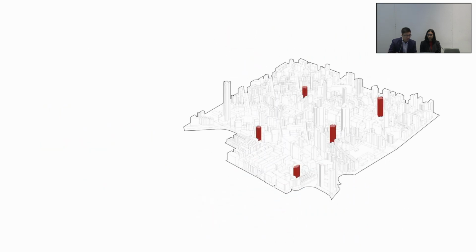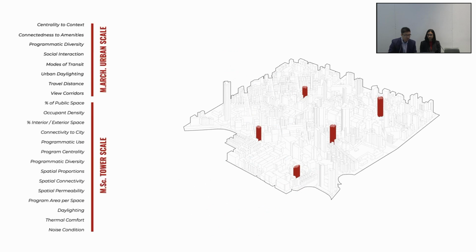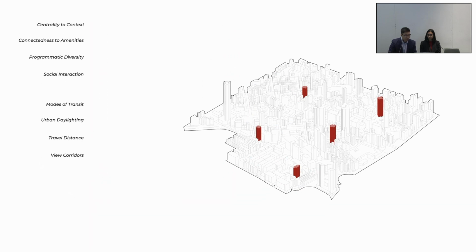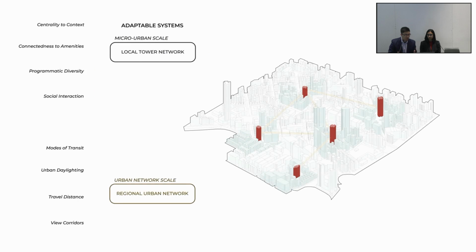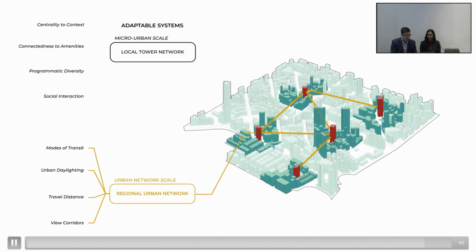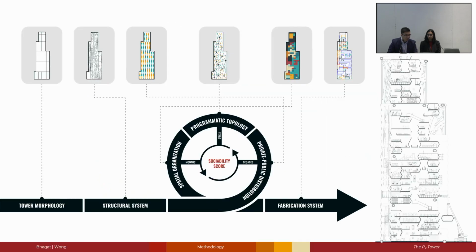So during the MArch phase, we revisited those sociability parameters to develop a micro-urban network that connected both the tower to its local context, as well as these local contexts to create an overall urban network across the entire city. And this is that workflow that we developed during the MSc phase. So during the MArch phase, we expanded this workflow into the urban context.